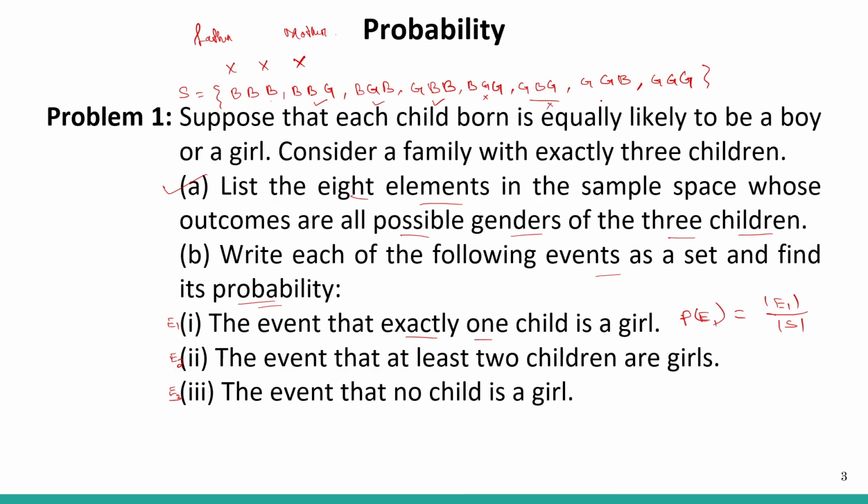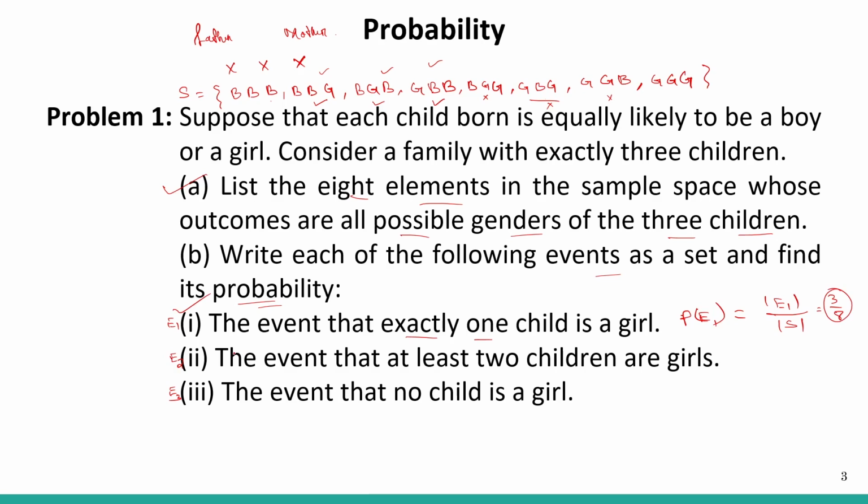Here is also not possible, because there are two girls involved here, and here there are three. So it can't be a case either. So the only three cases are these: that is boy, girl, boy, and girl, boy. Okay, so only three. So this will be equal to 3 by 8. So this is the probability of E1.